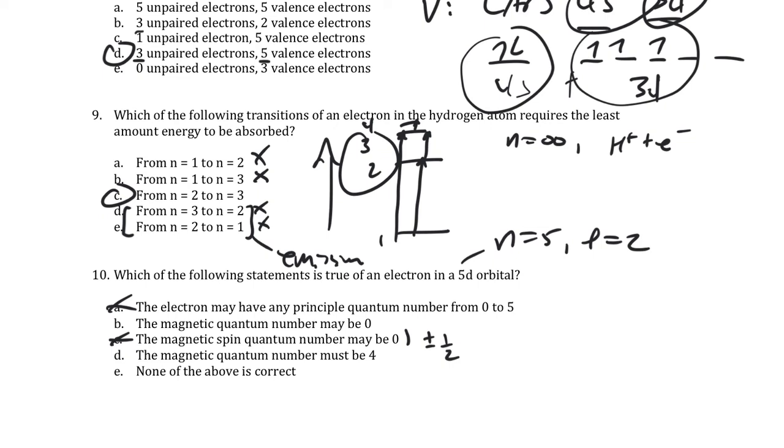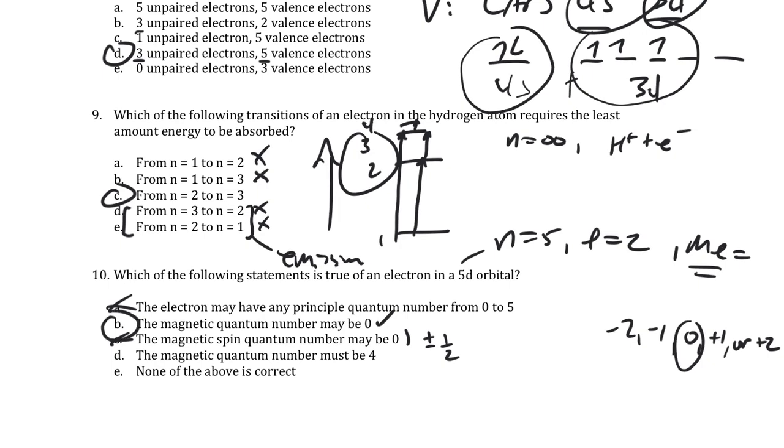The magnetic quantum number is the m sub L. It could be -2, could be -1, could be 0, could be +1, could be +2. So it has to be one of those 5 numbers, but only one of those 5 numbers, not necessarily all of those numbers at the same time. So just one of those numbers. So the magnetic quantum number may be 0 is true. So the m sub L could be 0. That's one of its ranges.